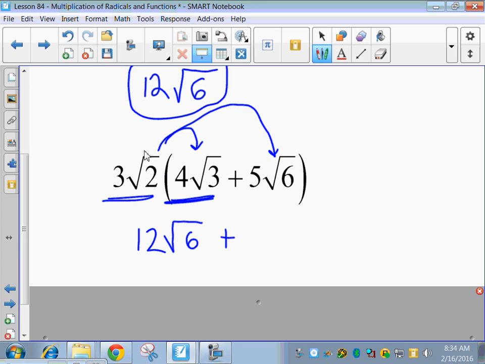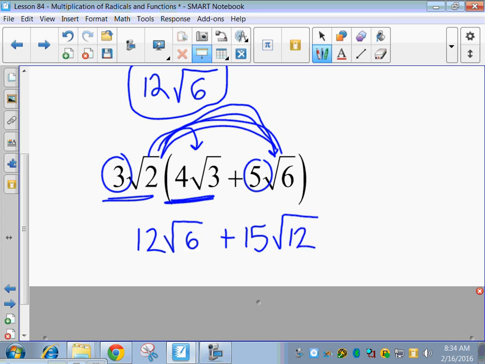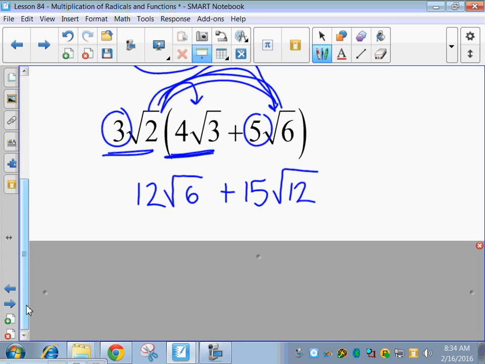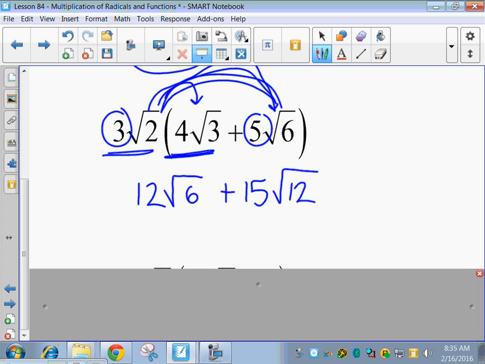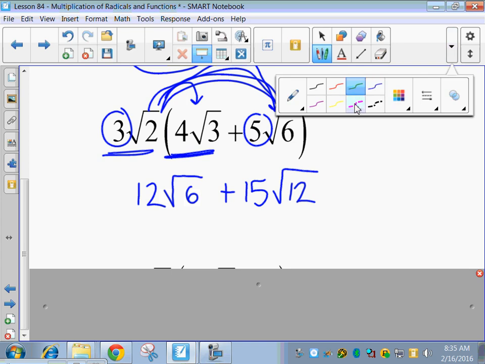Now I'm going to distribute to the second part. So Jackie, which numbers multiply together first? Good, the outside numbers first. That's 15. And Sophie, what do I multiply together next? Yeah, the inside, the house numbers. 6 times 2 is 12. Dylan, do you think this simplifies any further? Yes. You're right. Micaiah, how could I simplify this?